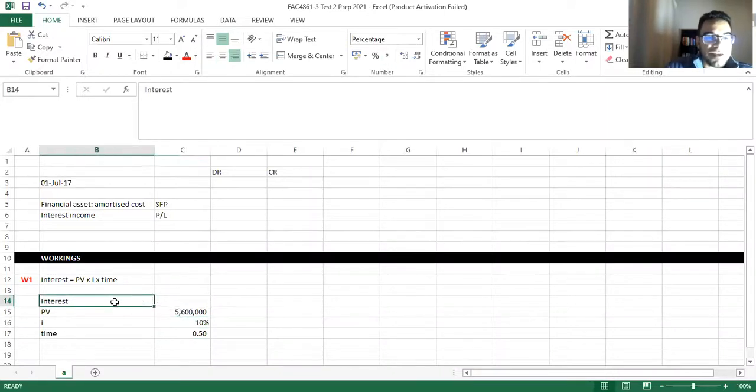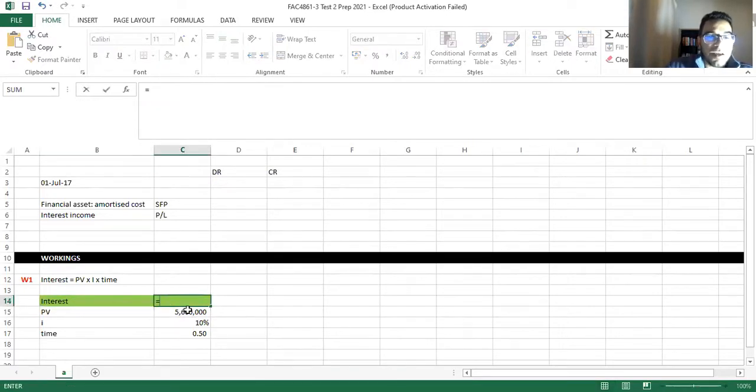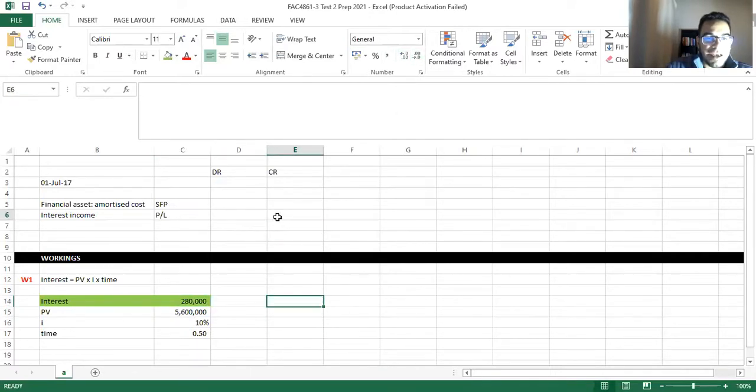So therefore, interest would just be the product of all of those. It's going to equal present value at the beginning of the year, which is the amortized cost amount, multiplied by 10%, but that 10% is an annual rate. We only earn interest for 6 months, so therefore we multiply it by time. So the interest earned for the 6 months is 280.